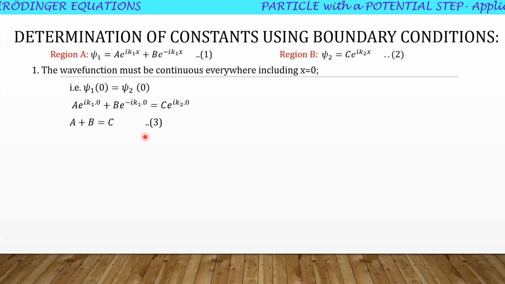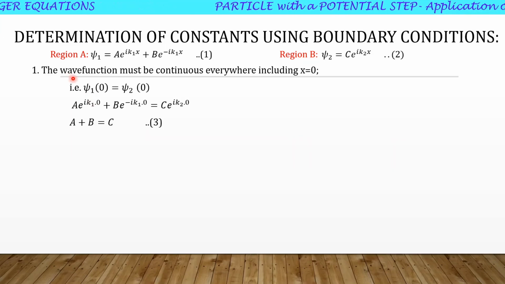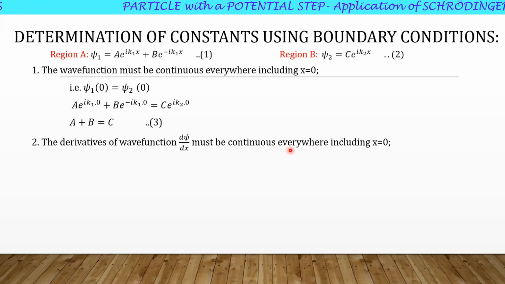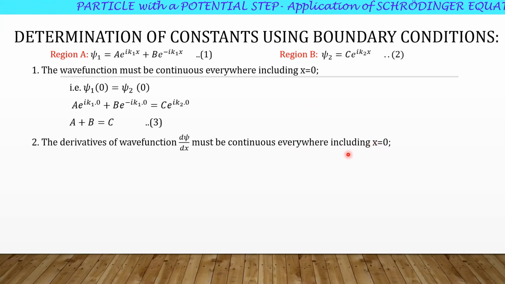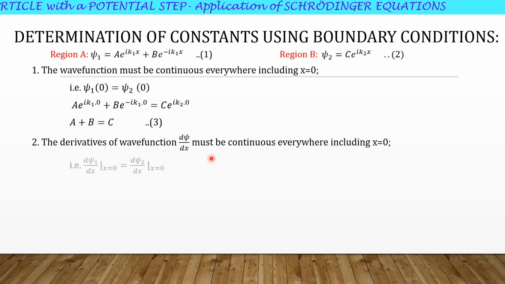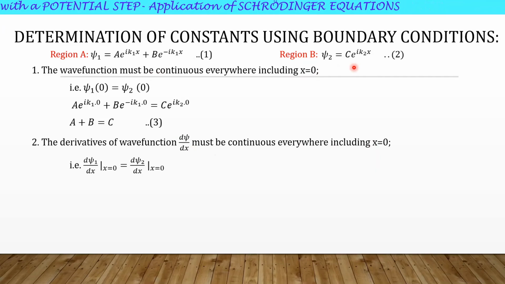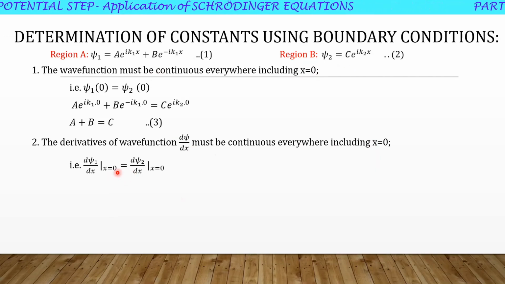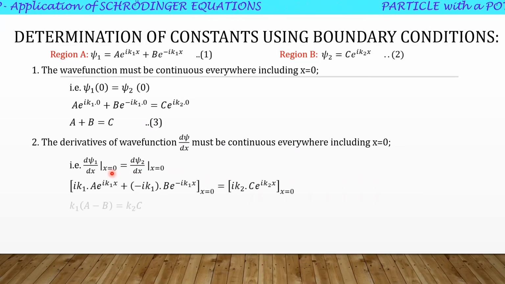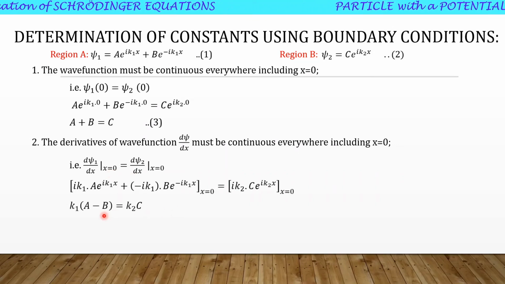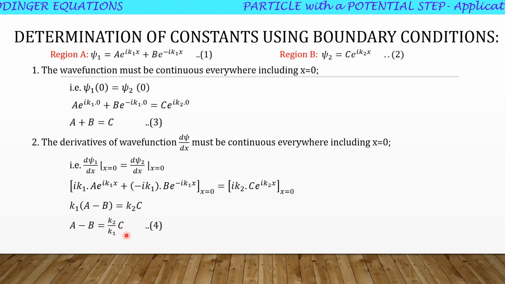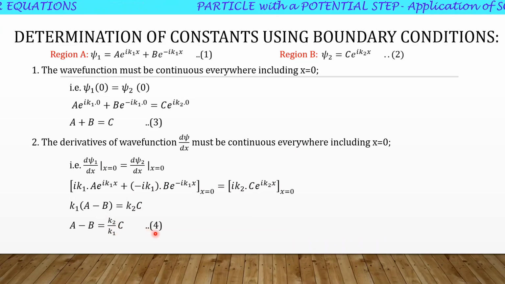Next, just like the wave function, its derivative also must be continuous at x equal to 0 despite the discontinuity of the potential. So I take the derivatives of equation 1 and 2 and equate them at point x equal to 0. These are the derivatives. Put the values of x equal to 0 and you arrive at a minus b equal to k2 over k1 into c. This equation is equation 4.